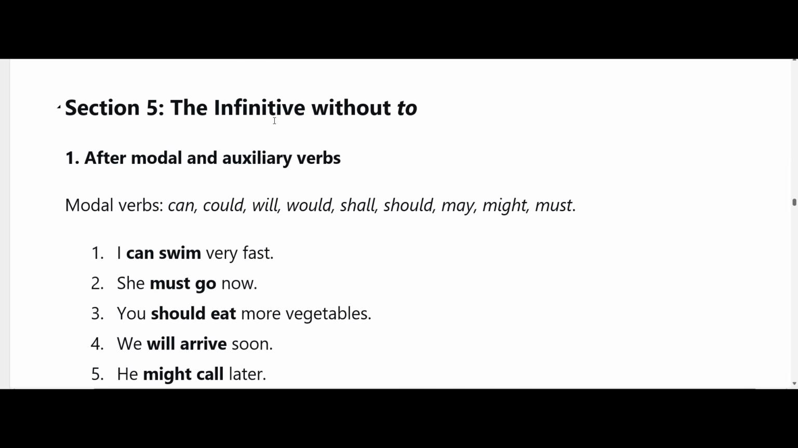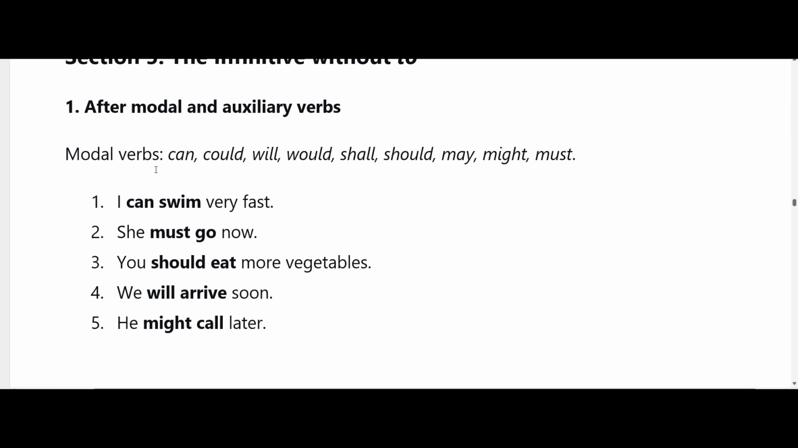Section 5. The infinitive without to, or base form. After modal and auxiliary verbs. Modal verbs like can, could, will, would, shall, should, may, might, must. You see, I can swim very fast. It's not like I can to swim or I can swimming. No, we use just the base form. I can swim very fast. She must go now. You should eat more vegetables. We will arrive soon. He might call later.